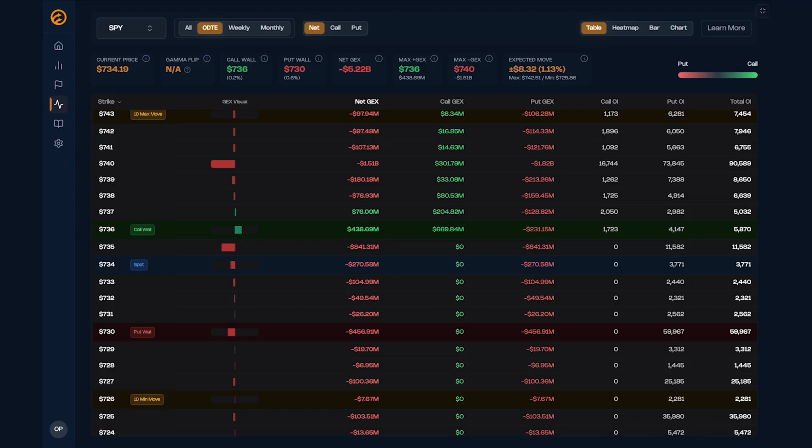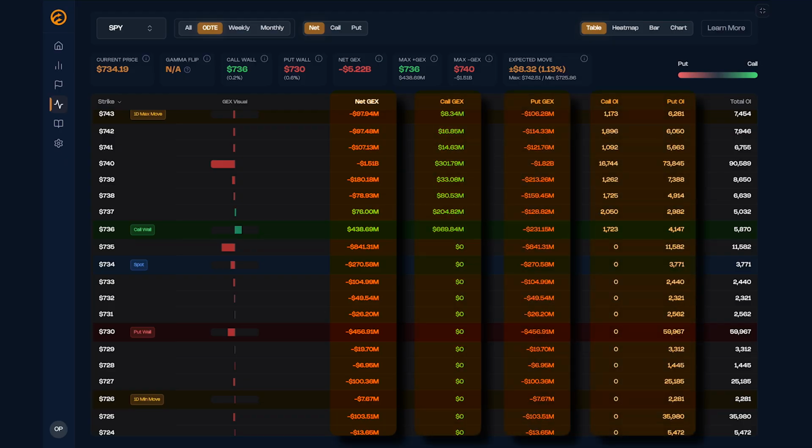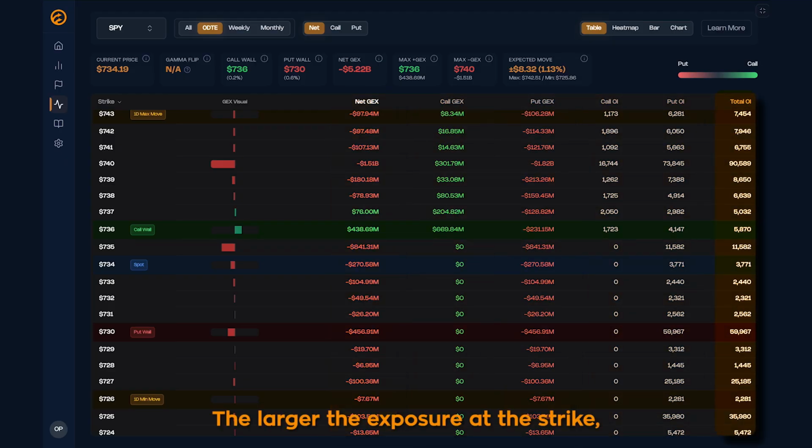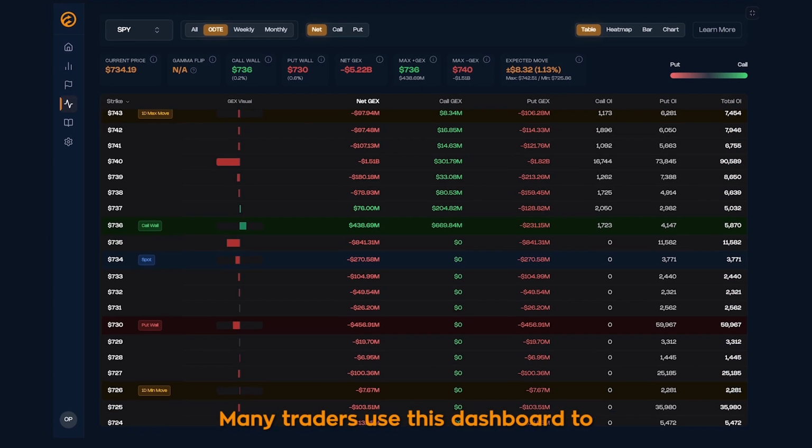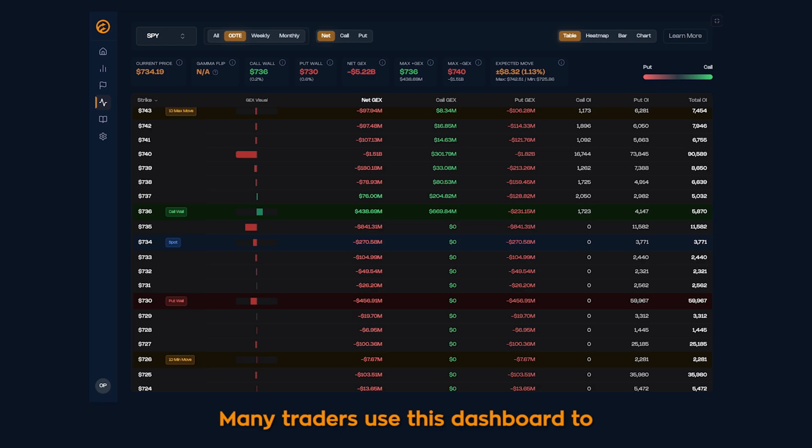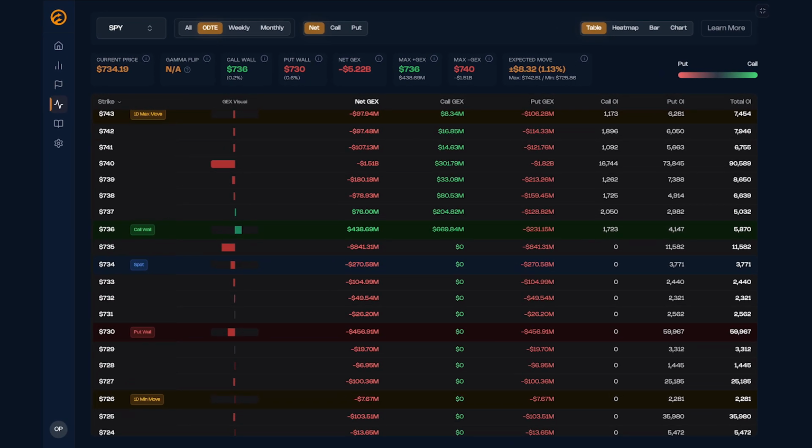The GEX table breaks down exposure at every strike. You'll see net gamma, call gamma, put gamma, open interest, and total exposure. The larger the exposure at the strike, the more likely it is to influence price behavior. Many traders use this dashboard to identify support and resistance, find expected trading ranges, spot volatility expansion zones, or plan entries and exits around key gamma levels. Instead of relying solely on chart patterns, traders gain insight into the options positioning driving market behavior.